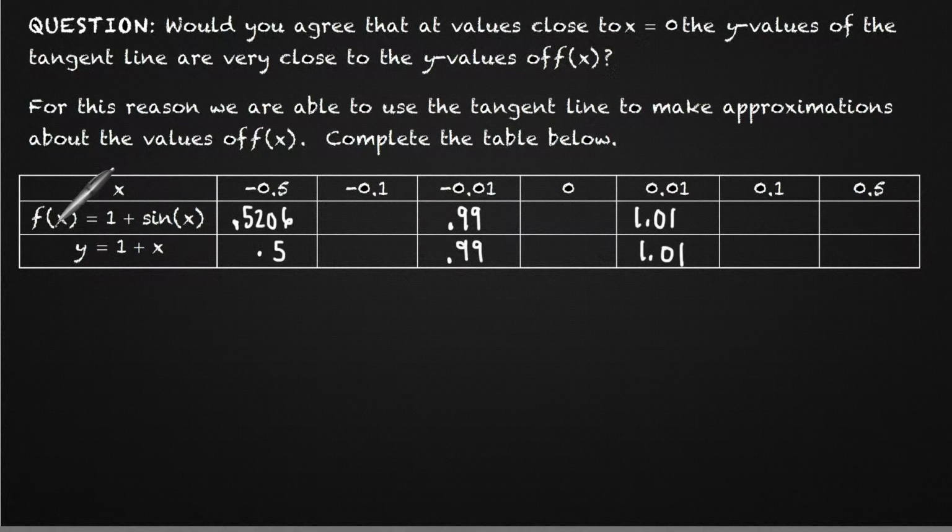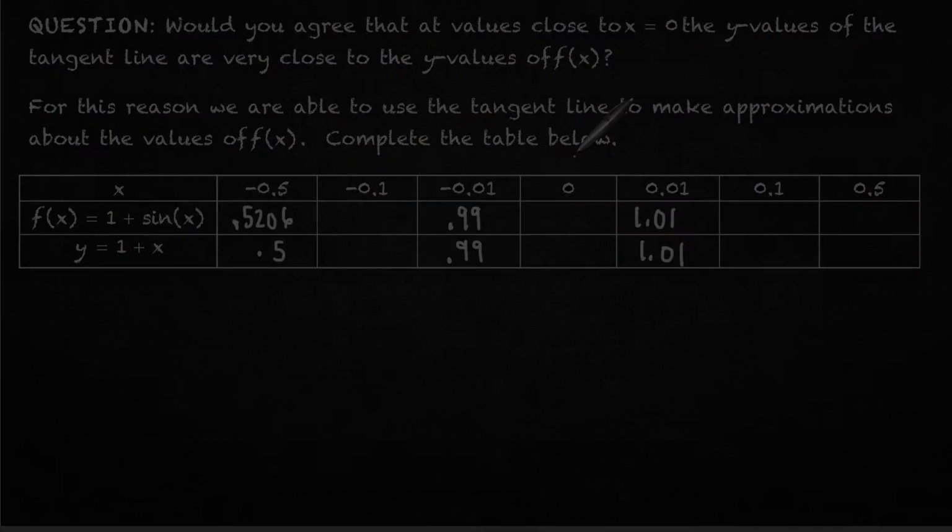And if you use a calculator and get the actual value of f of negative 0.5, the calculator will give you 0.5206. But if you plug in negative 0.5 into the tangent line approximation, you will get 0.5. And so you can see that it's still very, very good, even though 0.5 is not extremely close to 0. Now, the closer you get to 0, we see that the actual value and the approximated value are almost identical. So that basically shows you the accuracy of your tangent line approximation.